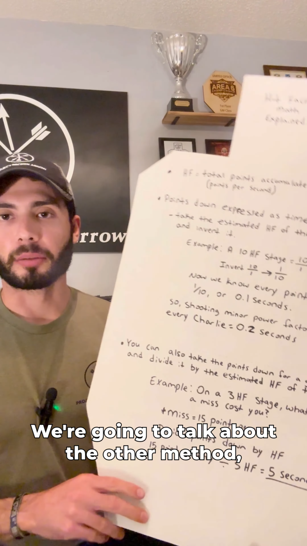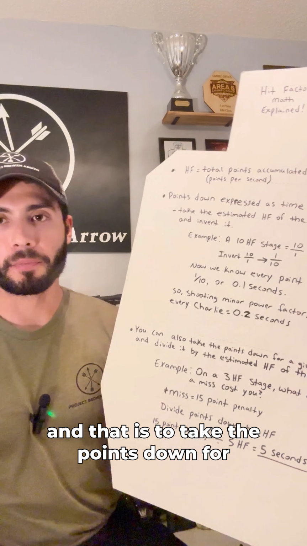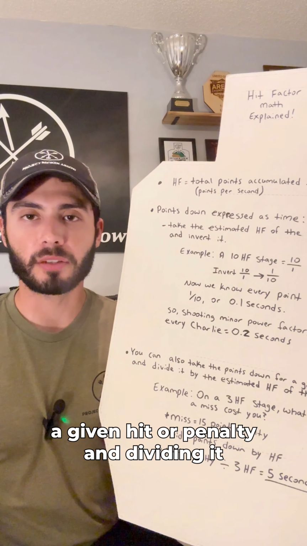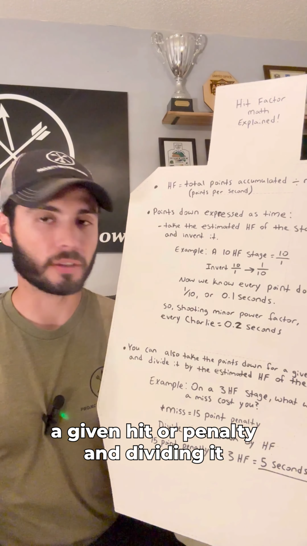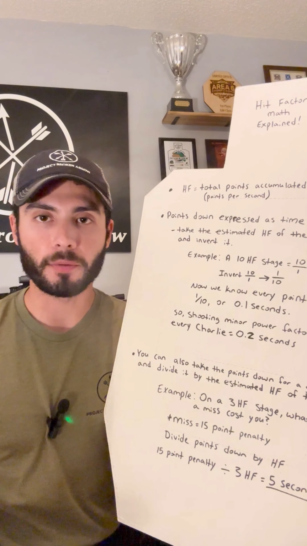We're going to talk about the other method, and that is to take the points down for a given hit or penalty and divide it by the estimated hit factor of a stage.